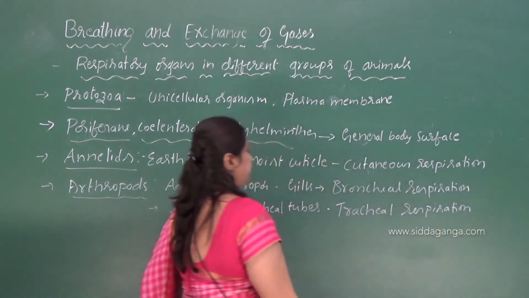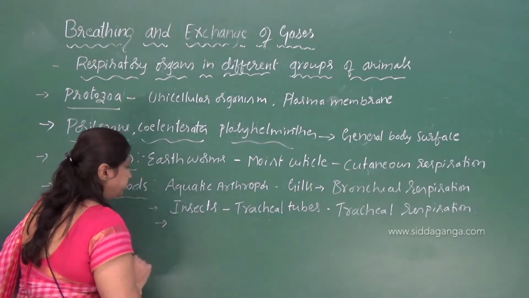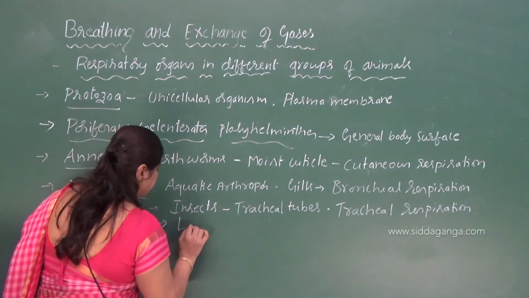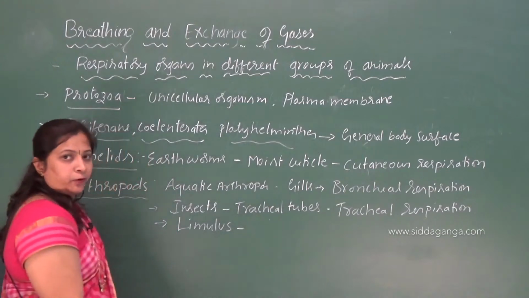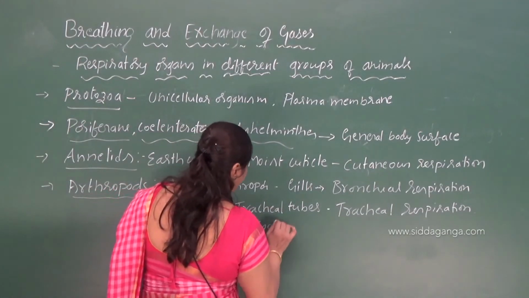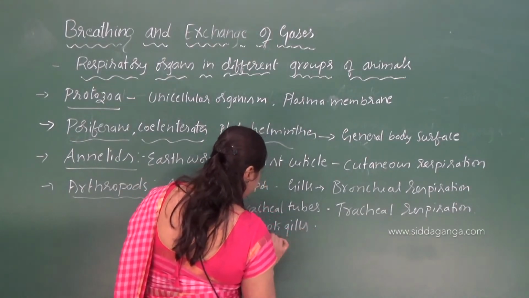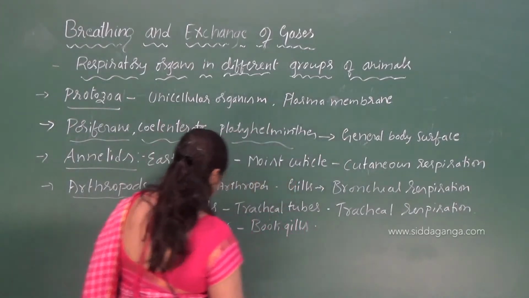Tracheal respiration. And when it comes to limulus, it is also called a king crab. The respiratory structures are called book gills. They are called book gills because they look like the pages of a book.